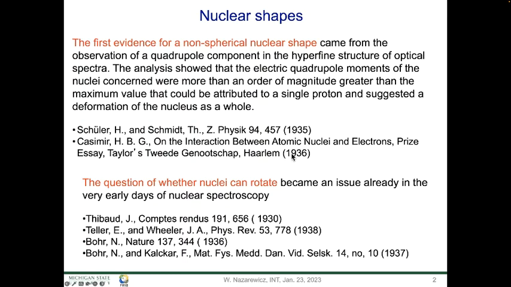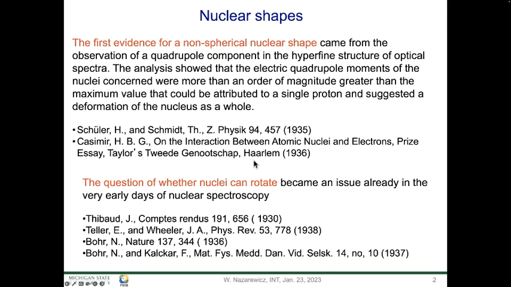Okay, and so this was suggested in 1935 and 1936, and one of the people who suggested this, and this is actually a real effect which is very much used by experimentalists, was Henry Casimir, the same Casimir who is responsible for the Casimir effect. It was his prize essay in Haarlem.